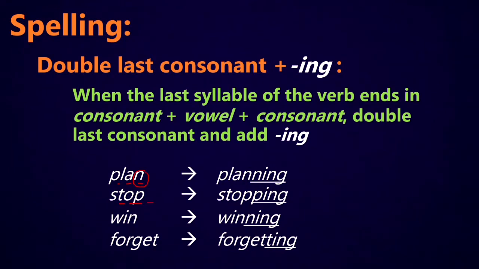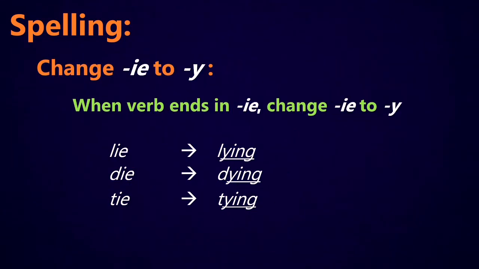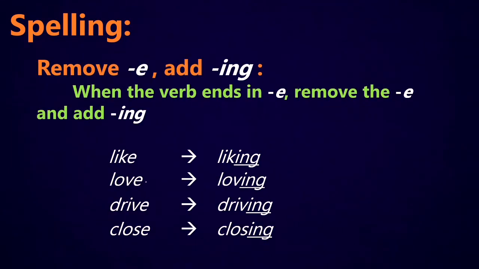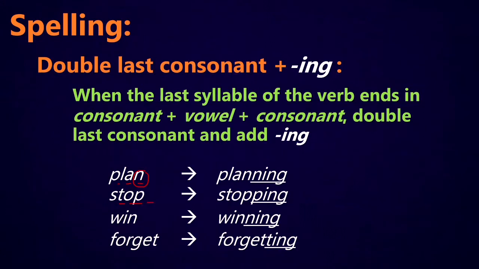Now, basically the reason we're doing this is because, remember, if a word ends in E, then we take off the E and add ing. So if we look at a word like plan, and if we tried to spell it as P-L-A-N-I-N-G like this, without doubling that last consonant, then a native speaker would look at this and pronounce it as planing.